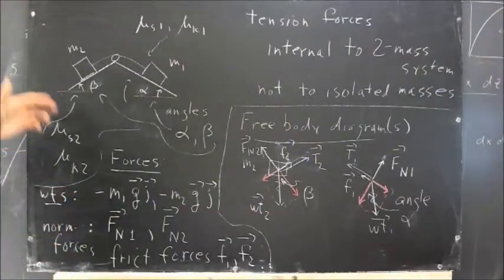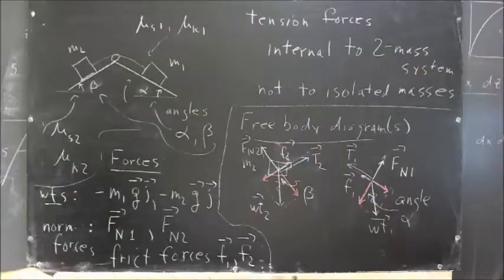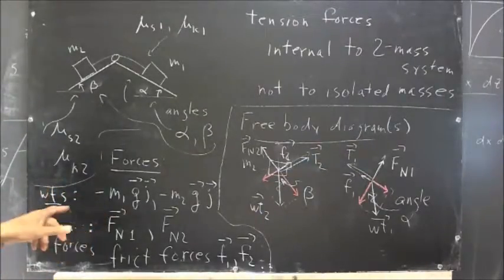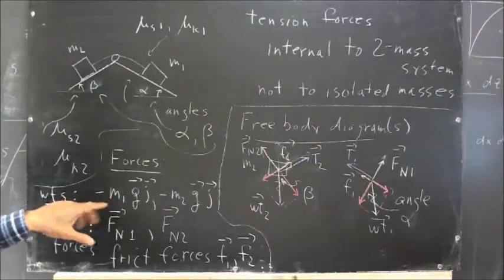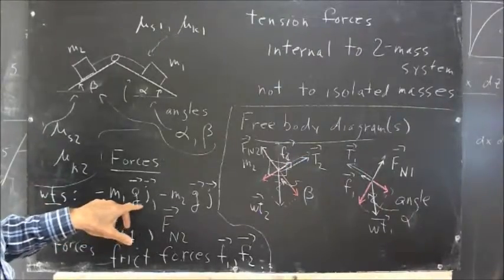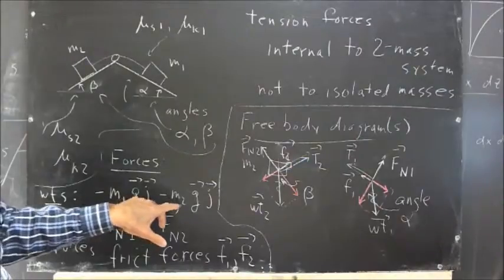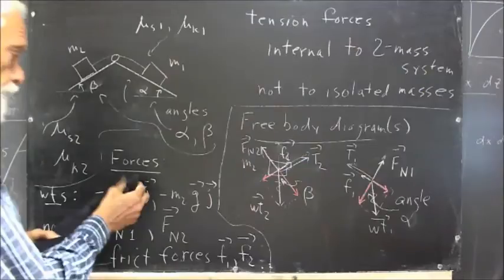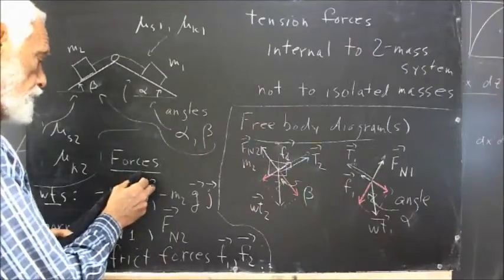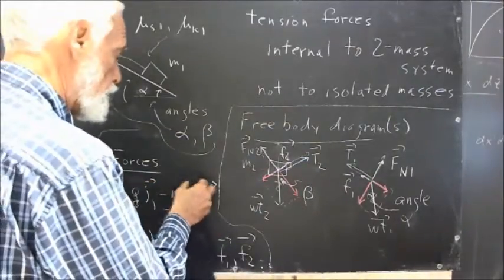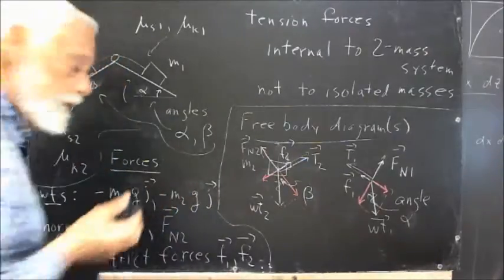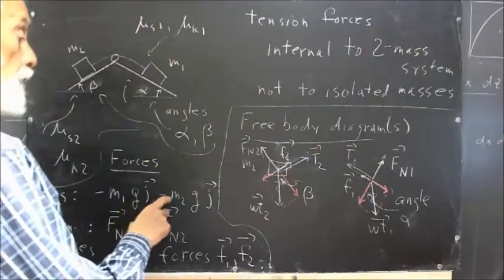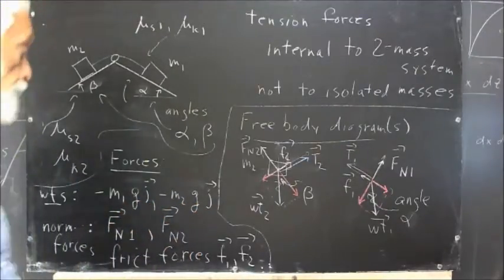So we want to list the forces acting on this system. Now, what are the forces? Well, we know we have a gravitational force, and I'll write that as negative m1gj, negative m2gj. The g doesn't have an arrow over it. Okay, negative m1gj minus m2gj.